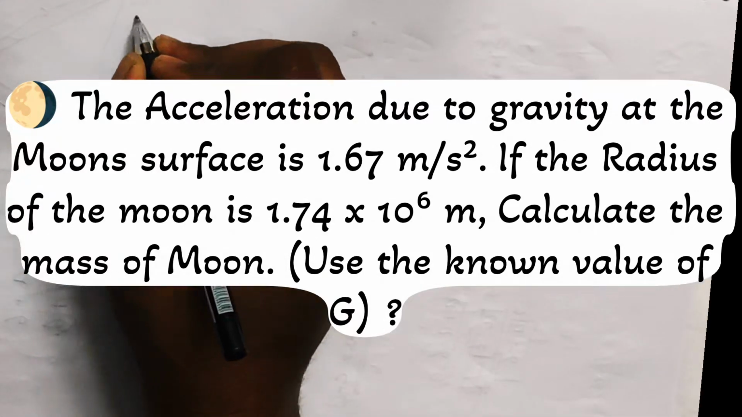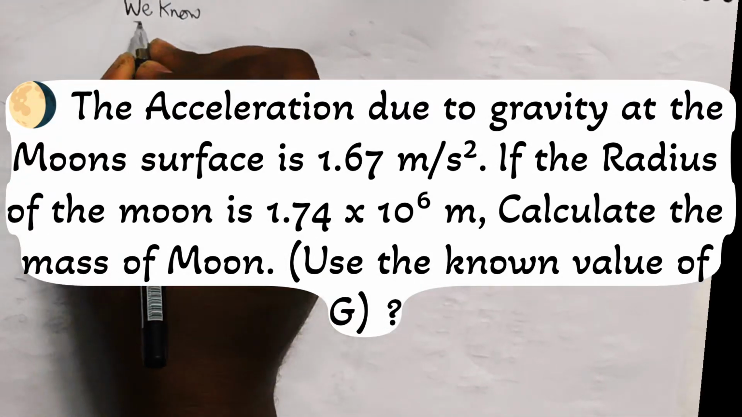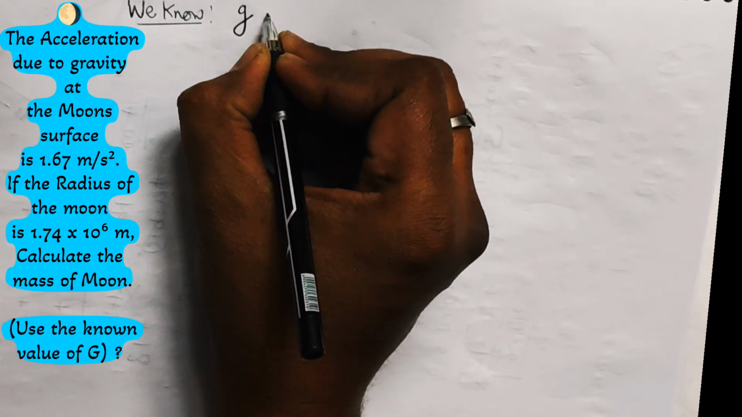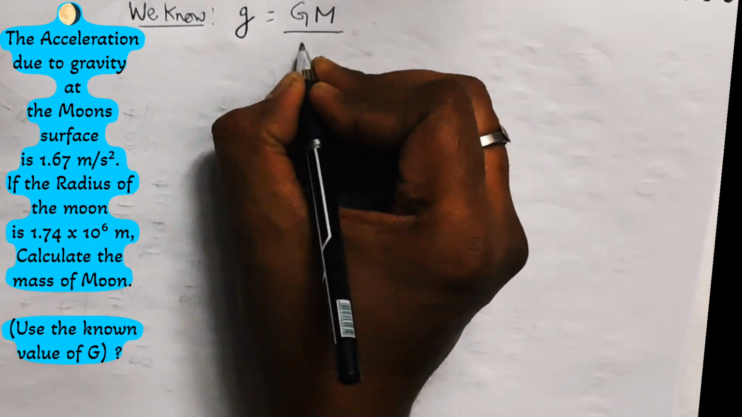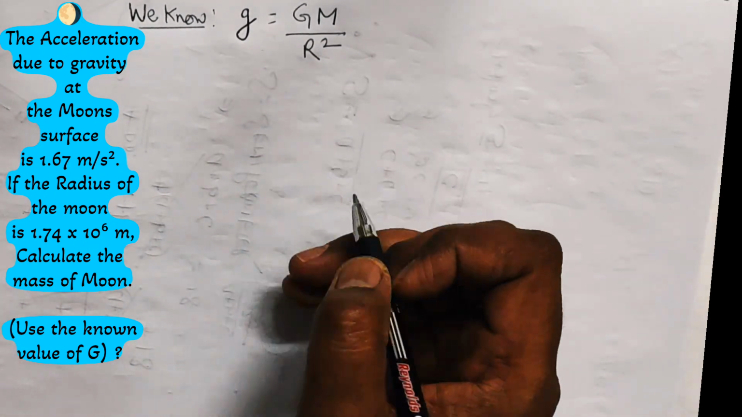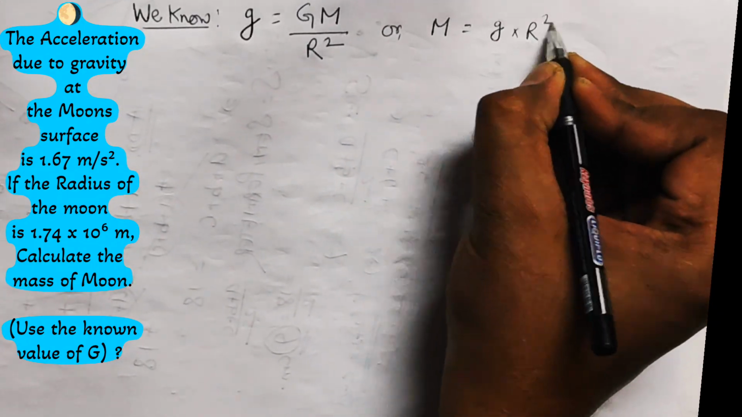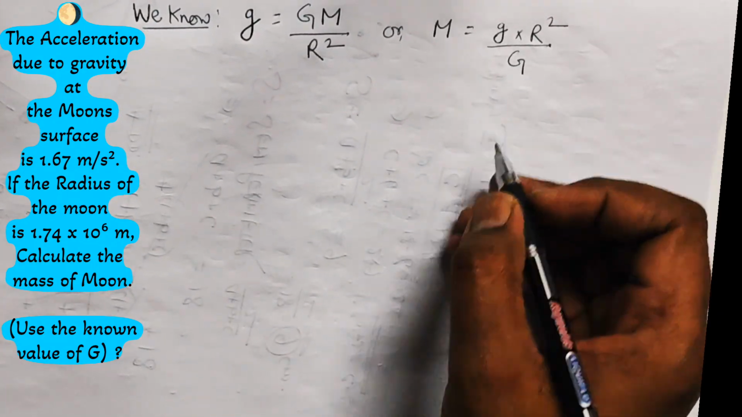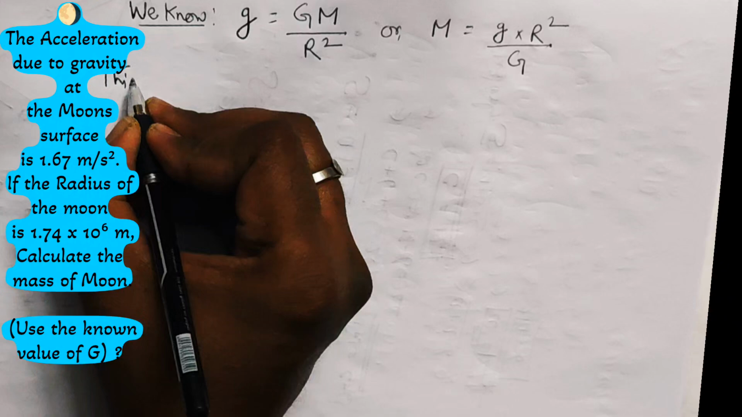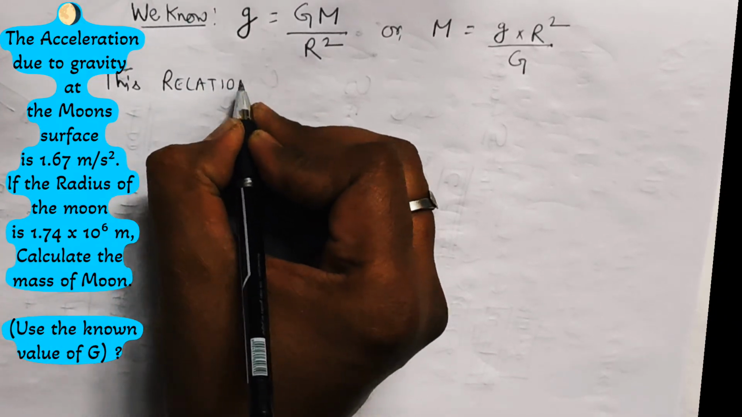This is a numerical from gravitation, where the acceleration due to gravity at the moon surface is given and the radius of the moon is also given. That is, the radius of the moon is given and we need to calculate the mass of the moon, right? And we need to use the known value of capital G, right?